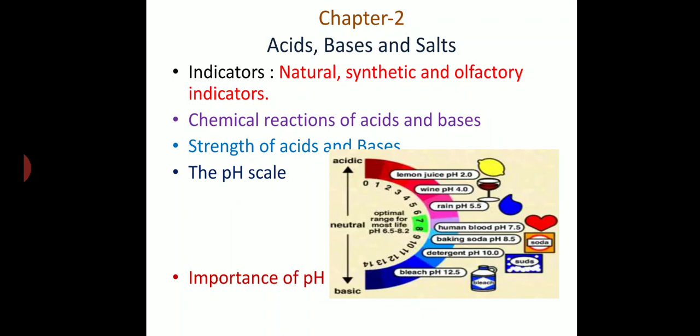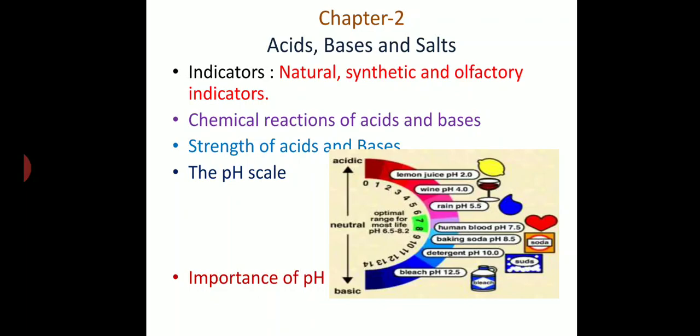Then you have learnt the strength of acids and bases. What do all acids have in common? Acids are substances which contain H+ ions, right? If the substance contains more H+ ions, it is more acidic. Similarly, a base contains hydroxide ions, OH- ions. The more OH- ions, the more basic, right?